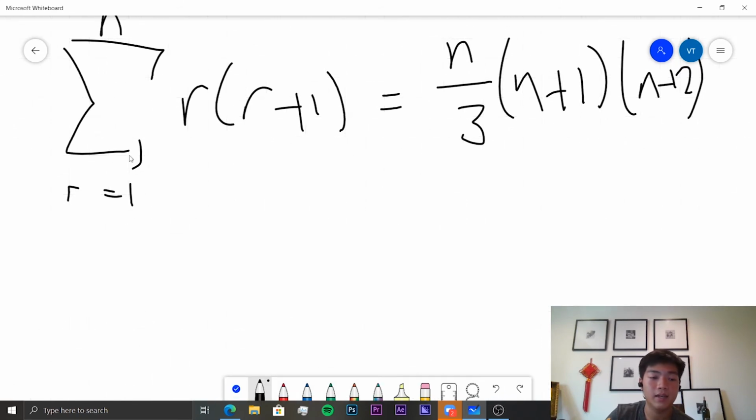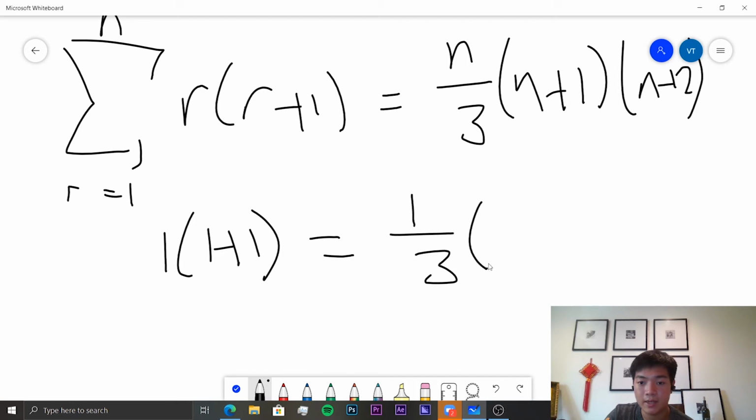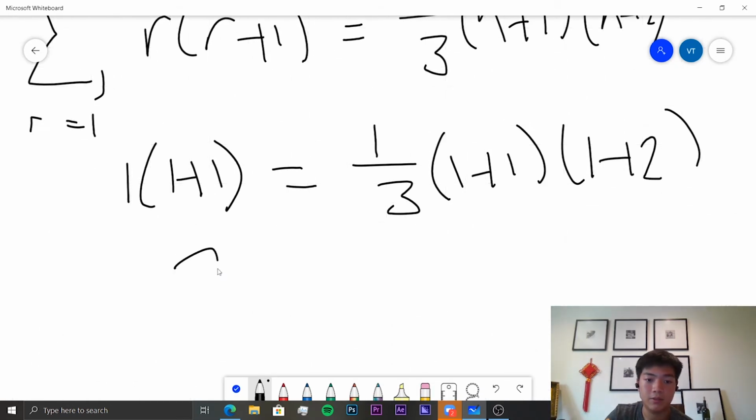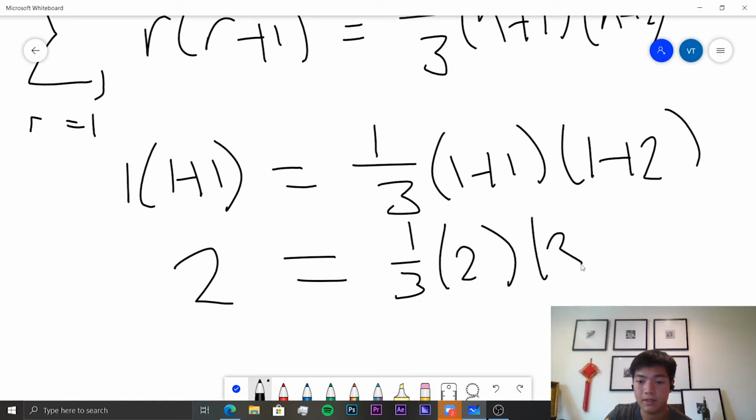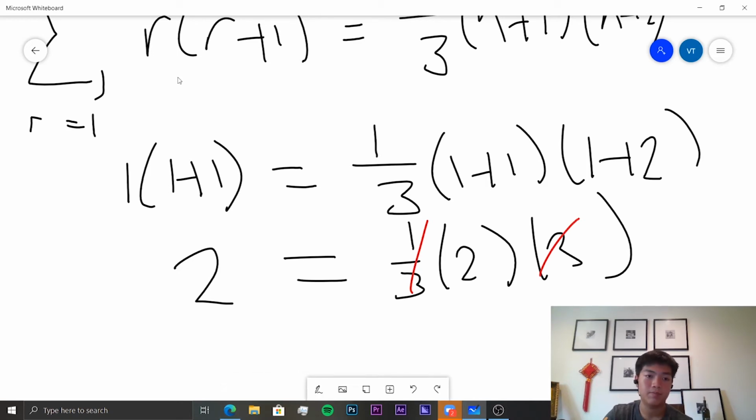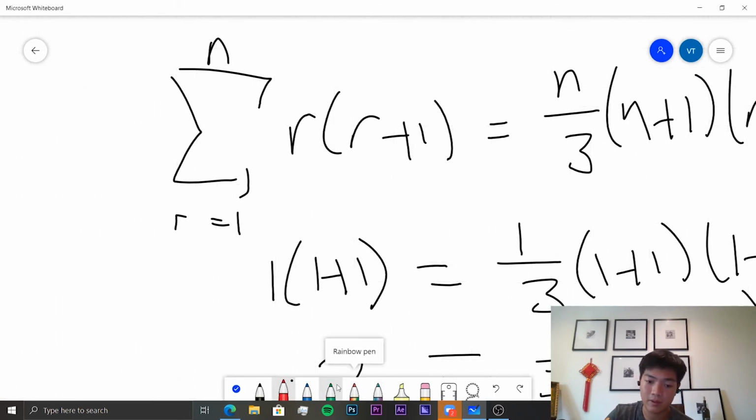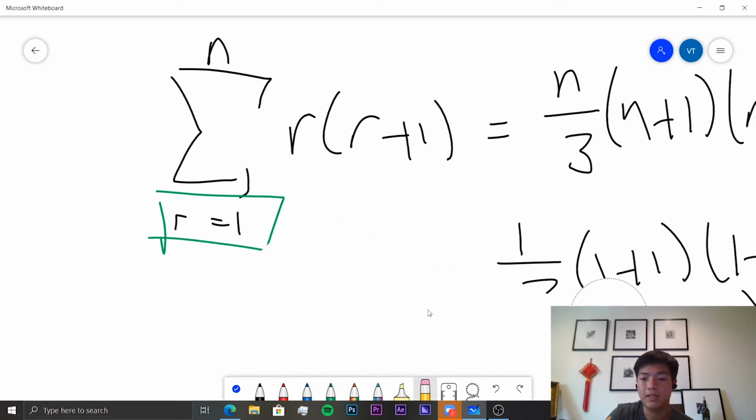So first of all, we want to prove it when n is just equal to 1. We want to prove that 1 times 1 plus 1 is equal to 1 over 3 times 1 plus 1 times 1 plus 2. So of course this is 2 is equal to 1/3 times 2 times 3. So these two cancel out, so we have 2 equals 2, which is true. So we've proved it for the base step. Now, we need to prove the inductive step.